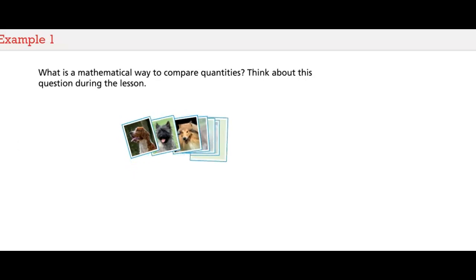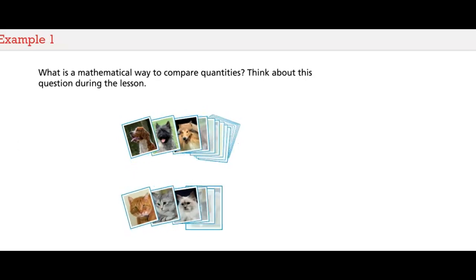What is a mathematical way to compare quantities? Think about this question during the lesson.